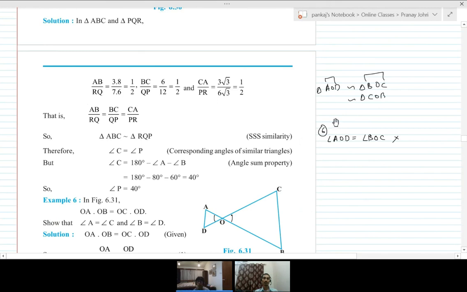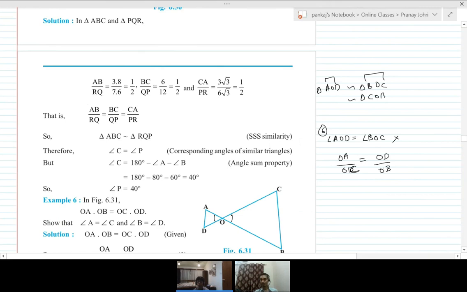Okay. So, OA into OB is equal to OC into OD also means that OA divided by OC is equal to OD divided by OB.